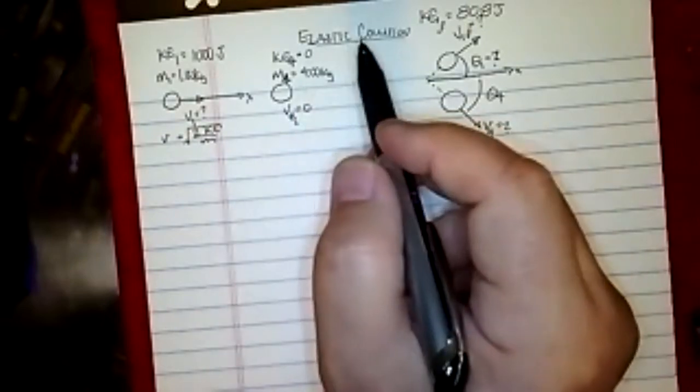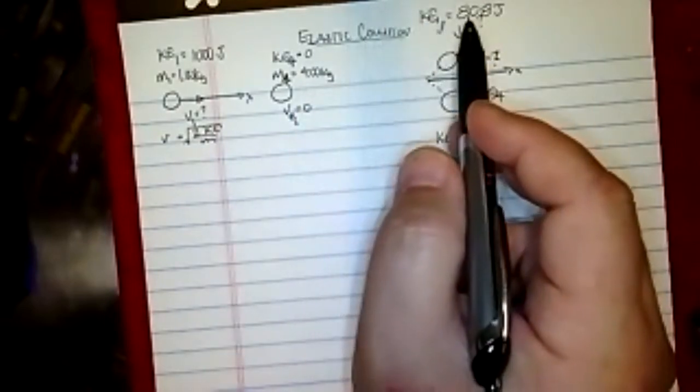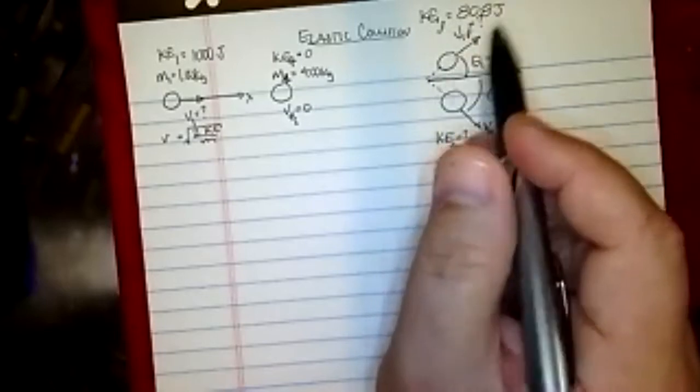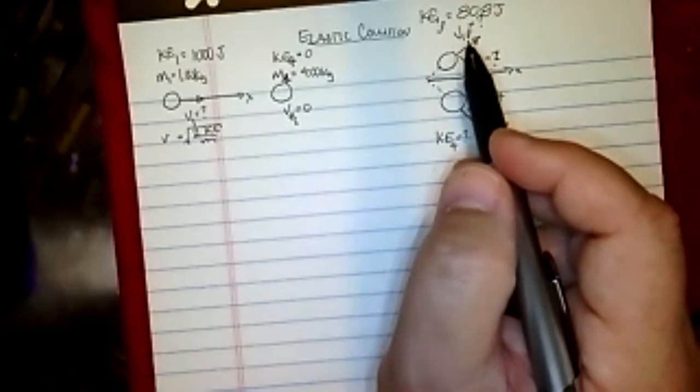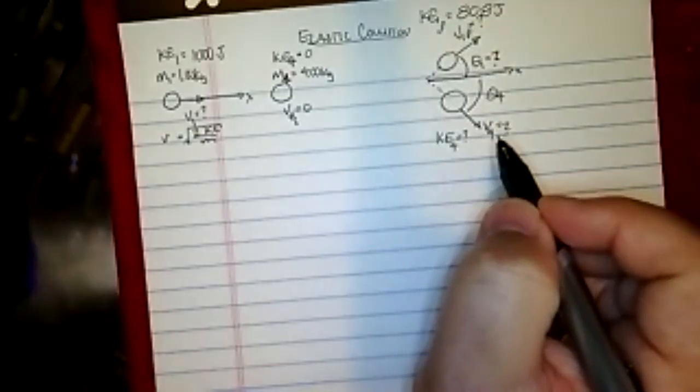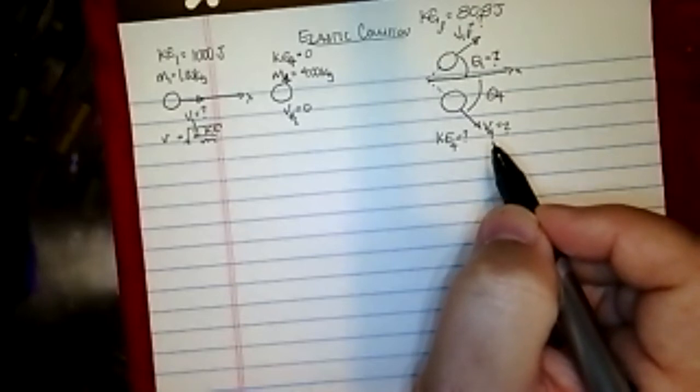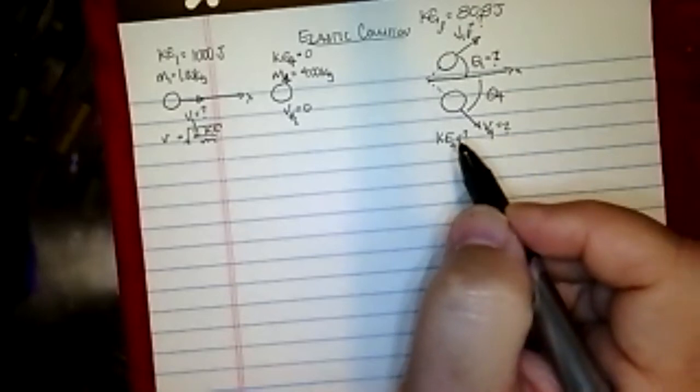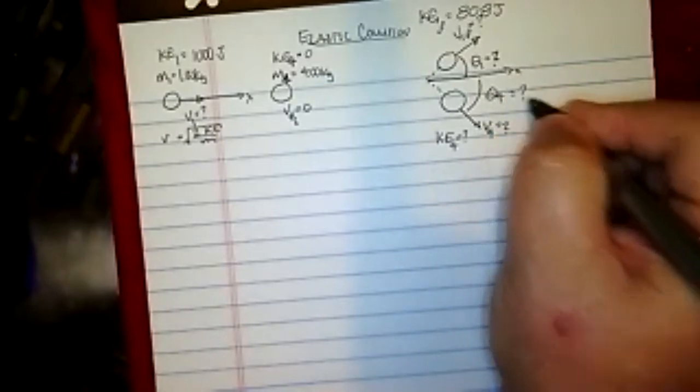It is an elastic collision, and I'm telling you that the kinetic energy of the 1 kilogram particle after the collision is 808 joules. I don't know what the first particle's velocity is after the collision, but again, we can figure that out. I don't know the kinetic energy or the velocity of the 4 kilogram particle after the collision. But really all I want to know is what is theta 1 and what is theta 4.